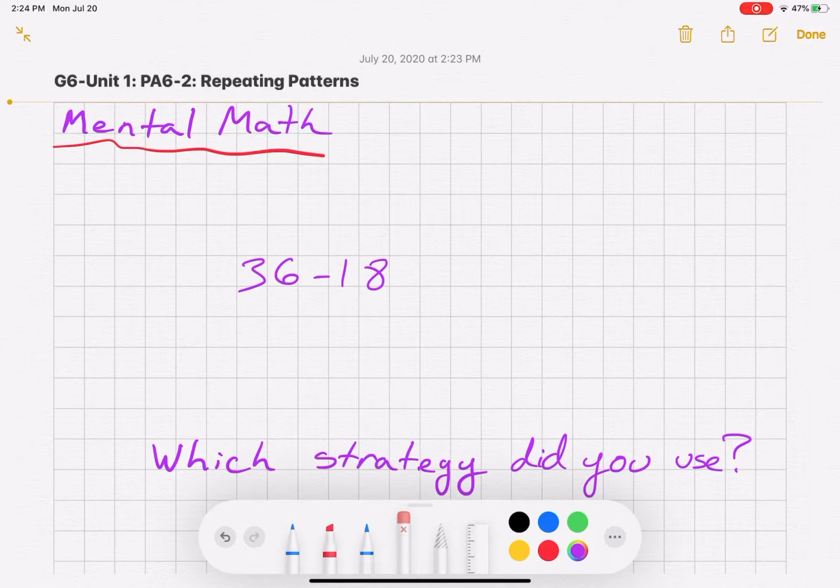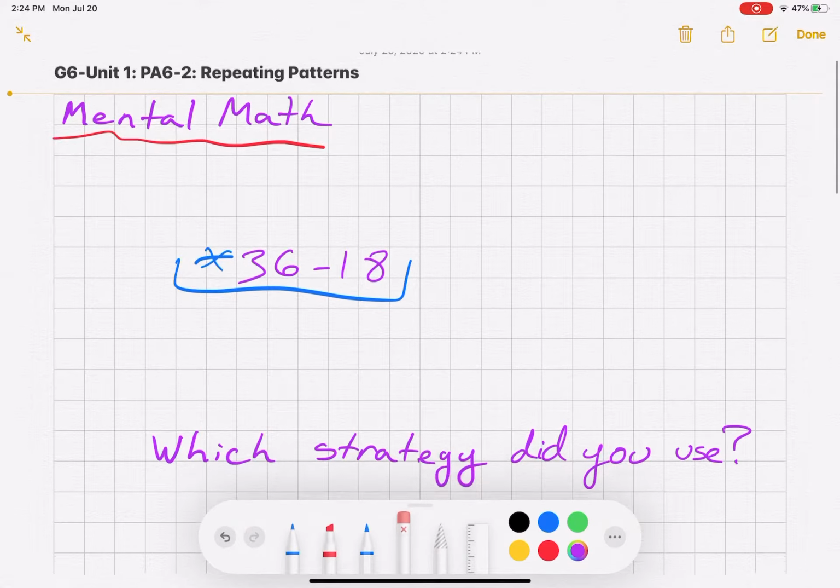All right, welcome to grade 6, unit 1, first day of math. So we're looking at patterns in algebra and repeating patterns. We're going to start with a little mental math. I have just a subtraction question. I'd like you to try to use a strategy that you've learned in the past that helps you find this answer. If you can do it quickly, then try to see if you can figure out another strategy.